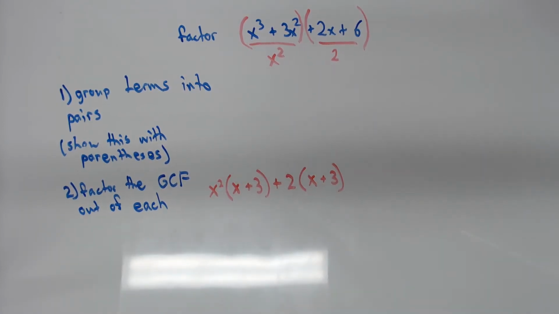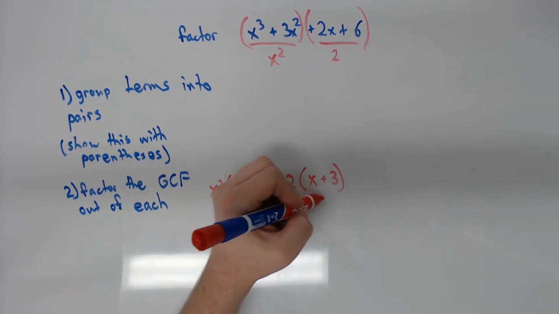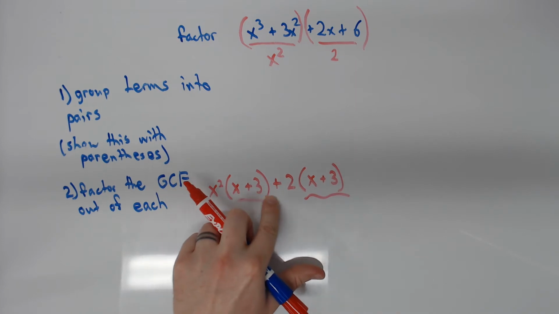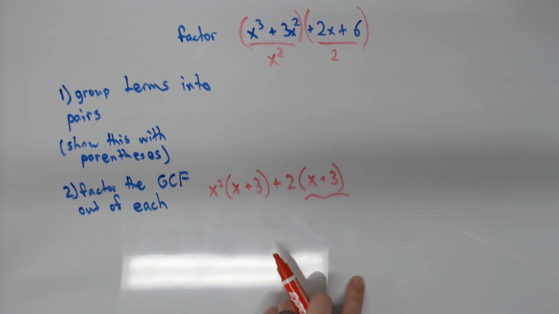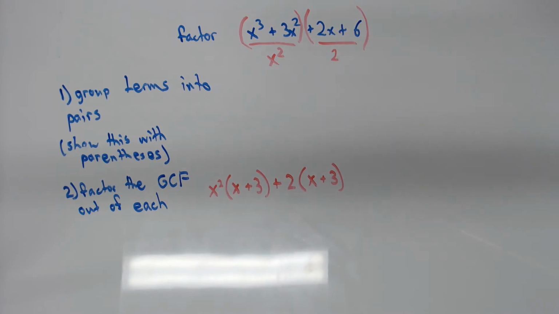And the important thing to note here, the thing that tells us we did this correctly, is that the leftover parentheses match. That is very important. If that isn't the case, you are not factoring by grouping correctly, or you just have a problem that can't be factored by grouping, which is possible.